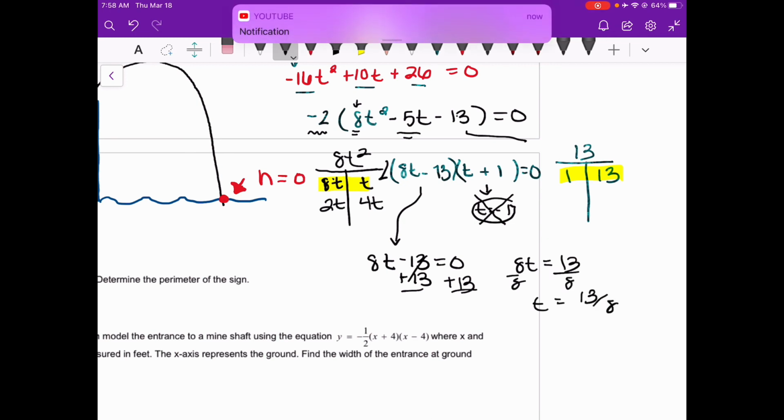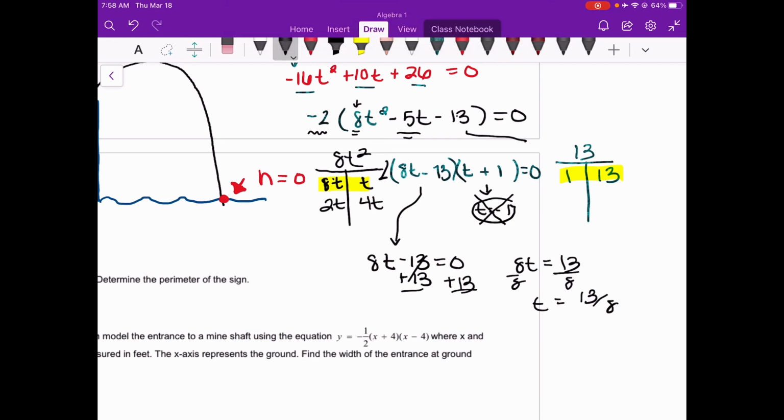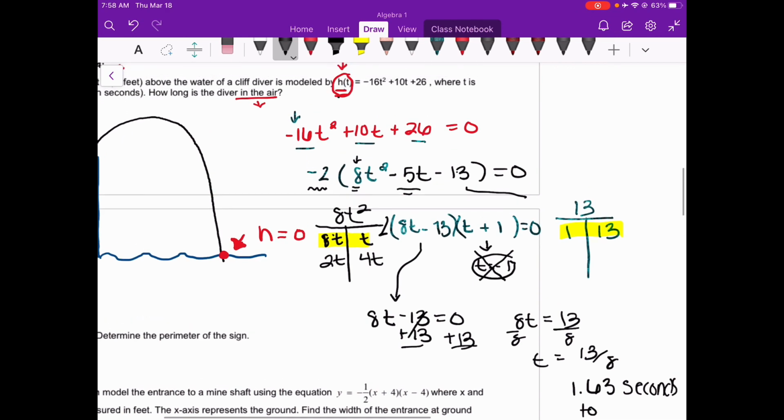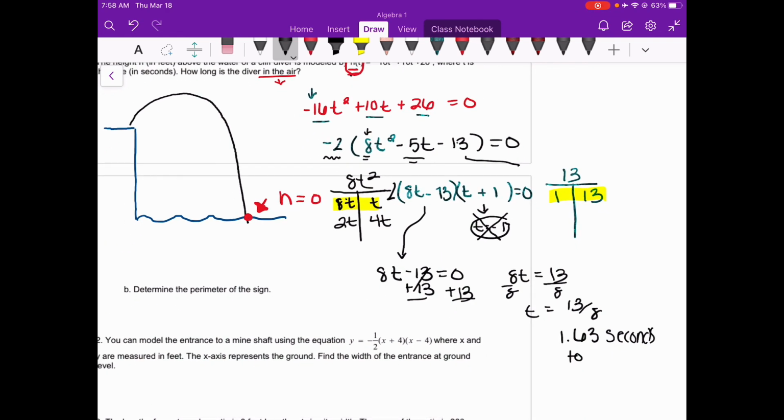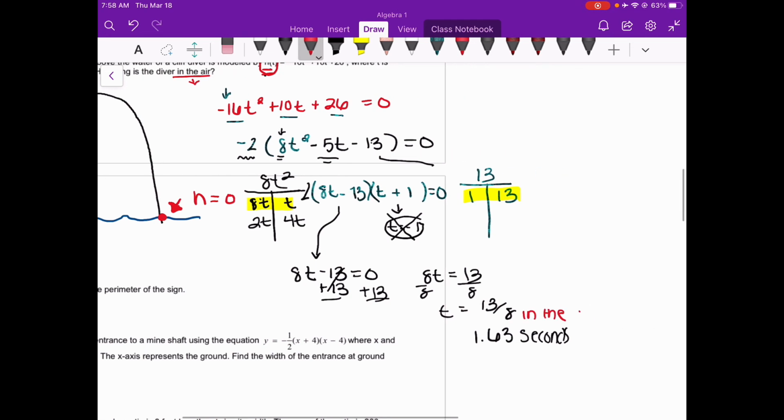And go ahead and get a decimal for that. When you're talking about time, you're not going to tell someone 13 over 8 seconds. You're going to tell someone 1.63 seconds, not even to hit the floor, how long he was in the air for. So write in the air for 1.63 seconds, and that's rounded.